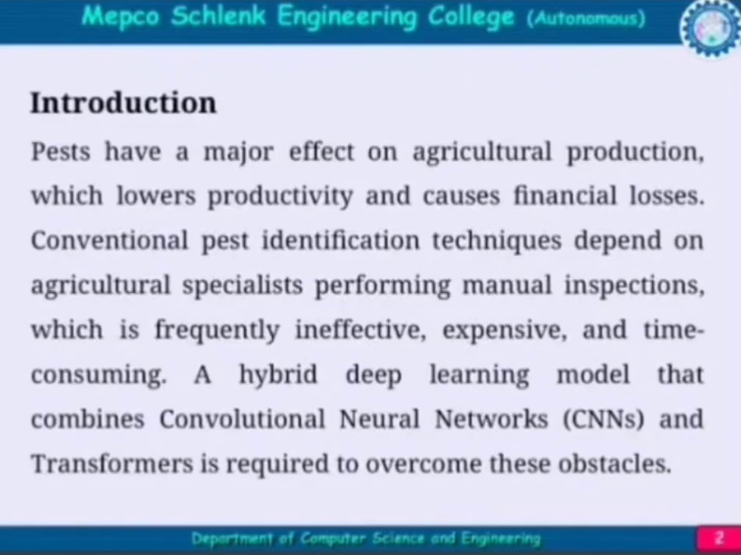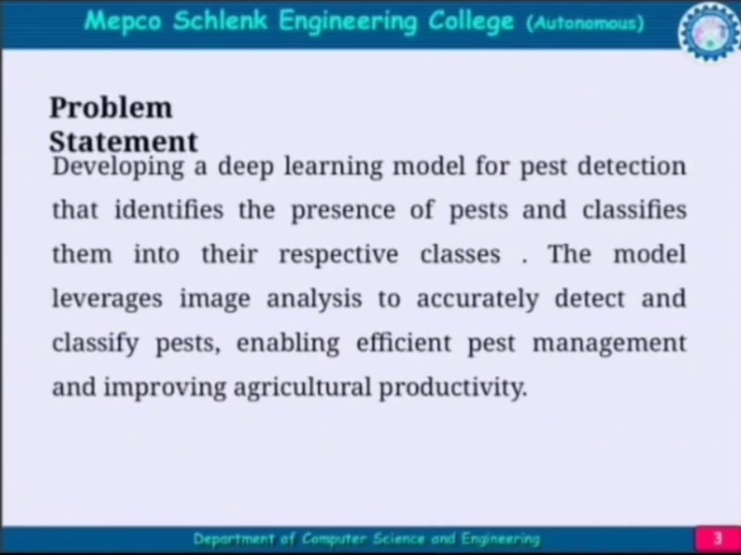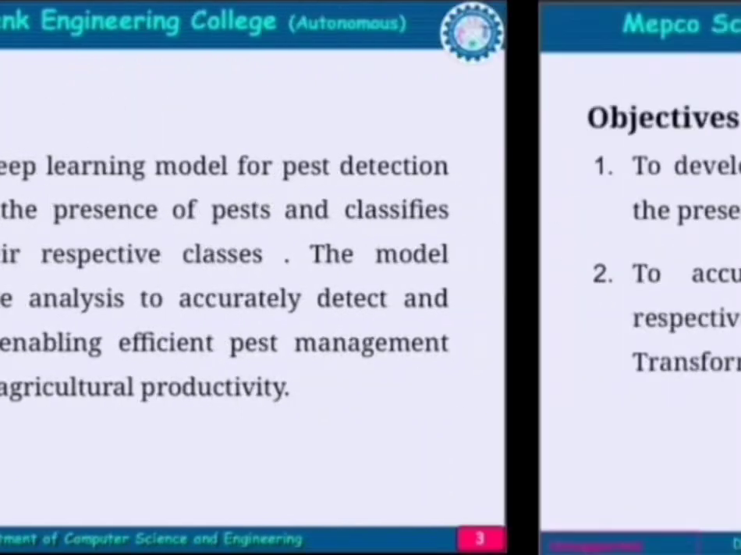Beginning with the introduction, pests cause big problems in farming by reducing crop productivity and causing money loss. In traditional methods, finding pests is slow, costly, and often doesn't work well. A smarter solution is to use deep learning, especially a mix of CNN and transformer, to identify pests more accurately and quickly. Problem statement. The goal is to create a deep learning system that can detect pests in images and classify them into specific types. This helps in managing pests better, which boosts crop yield and efficiency in agriculture.